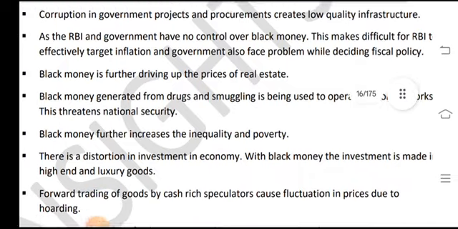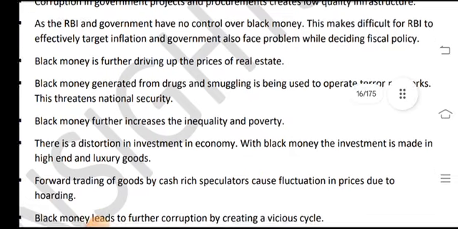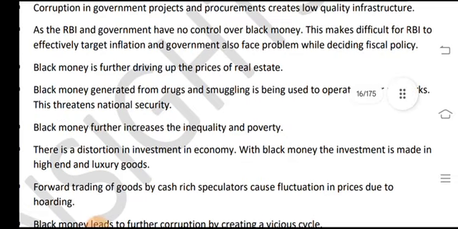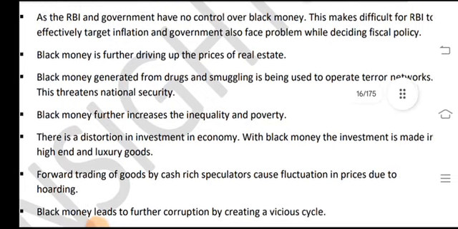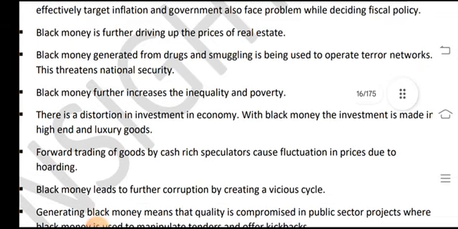Corruption in government project procurement creates inequalities in infrastructure. As the RBI and the government have no control over the black money, it makes it difficult for the RBI to target inflation, and the government also faces problems while deciding fiscal policy. Black money is further driving up the prices of real estate, and black money generated from drugs and smuggling is being used to operate terrorist networks. This threatens national security, and black money furthers income inequality and poverty.